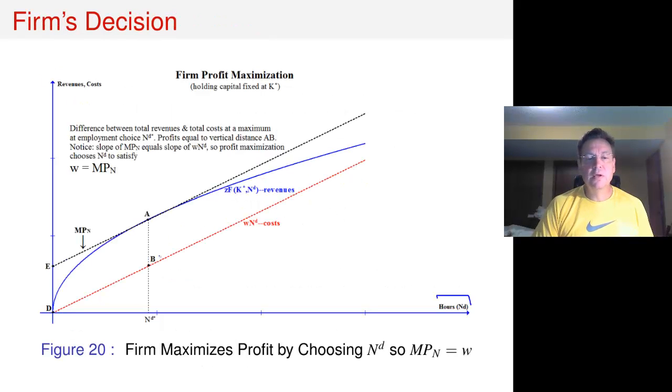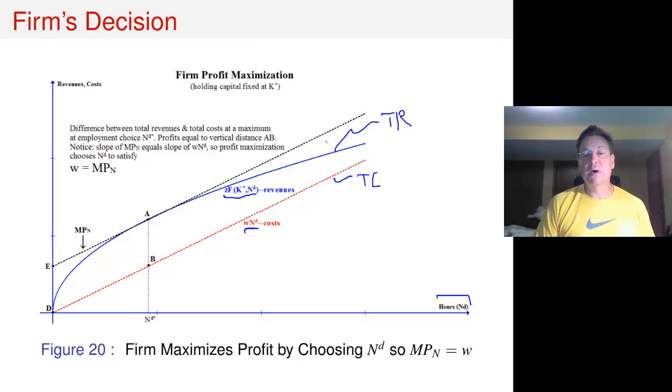We can plot total revenue, and total revenue is just, as we said, Z times F, and that's just the production function. So this curve here is giving us total revenue. Total costs then are just going to be a linear function of the number of employee hours hired. And the slope of that is going to be the wage. So this red line then is total cost.